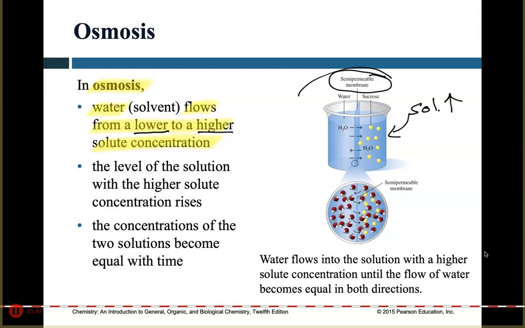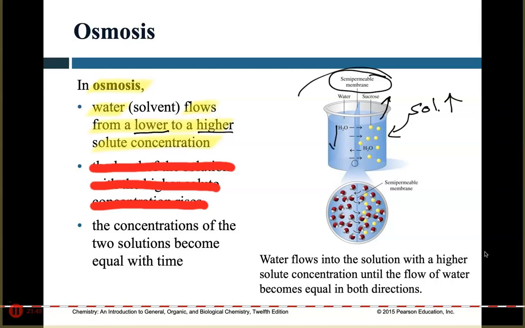All right. The level of the solution with the higher solute concentration rises. Wait, did I write that right? You know what? Ignore that. That is phrased incorrectly. What I'm trying to say is that the level of the water itself is going to rise as it's trying to dilute out the solute here.